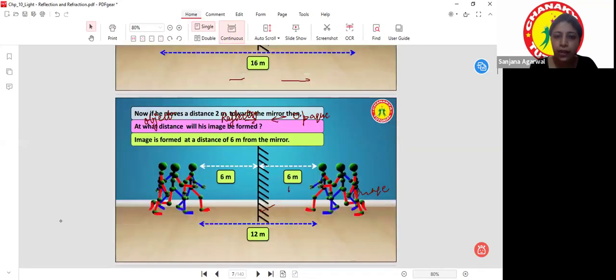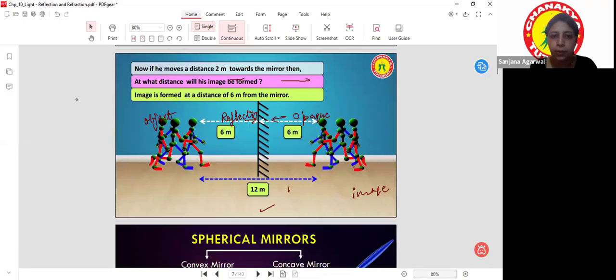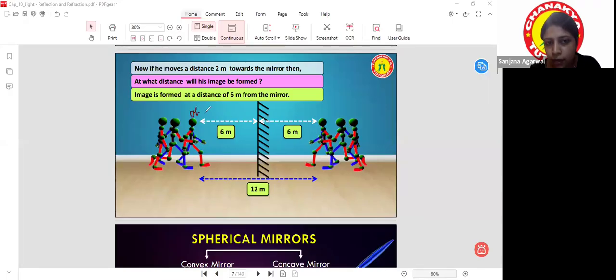Now, if he moves a distance of 2 meters towards the mirror, that is, this time the object distance is 6 meters, the image will also move 2 steps ahead, and the distance of the image from the mirror will also be 6 meters. So overall, the distance between the object and the image is going to be 6 plus 6, that is 12 meters. Very simple.